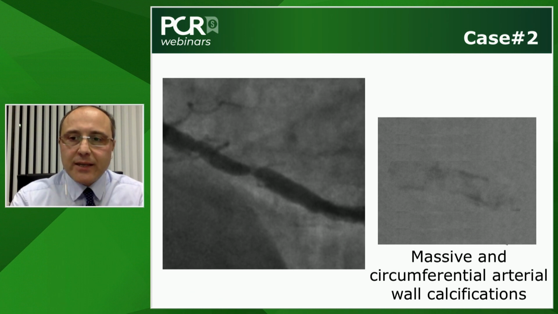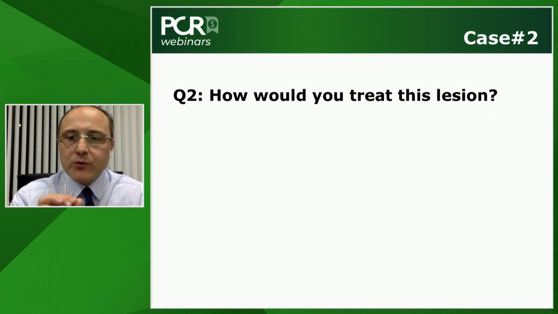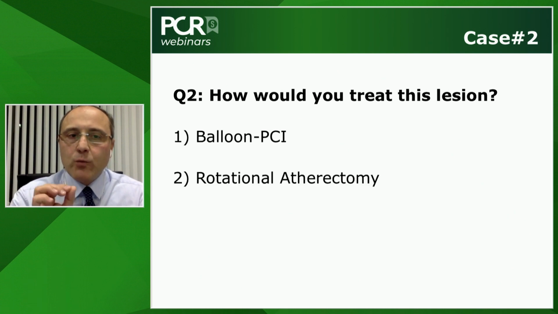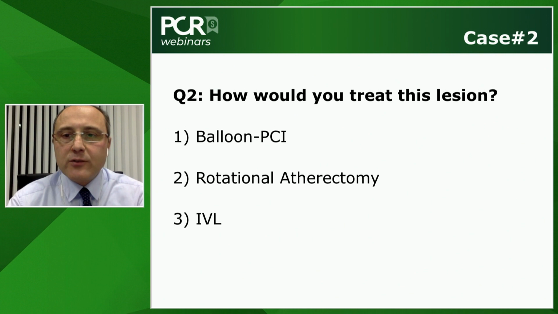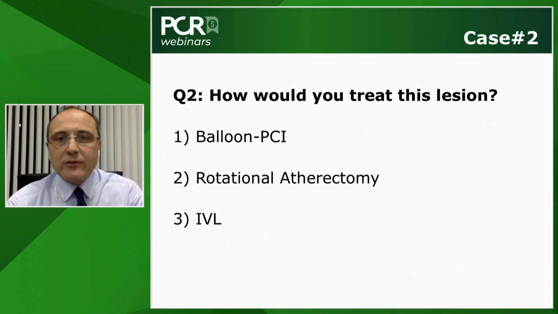So let me tease our colleagues from home by posing them the same question I posed with the case of Michael. So if you have this case in your cath lab, how would you treat this lesion? Would you give it a try again with balloon PCI? Would you go right away with rotational atherectomy? Or would you go right away with intravascular lithotripsy? Please share your opinion by stating 1, 2, or 3 in the chat. While I'm asking the question, Michael, right away, how would you treat this case?